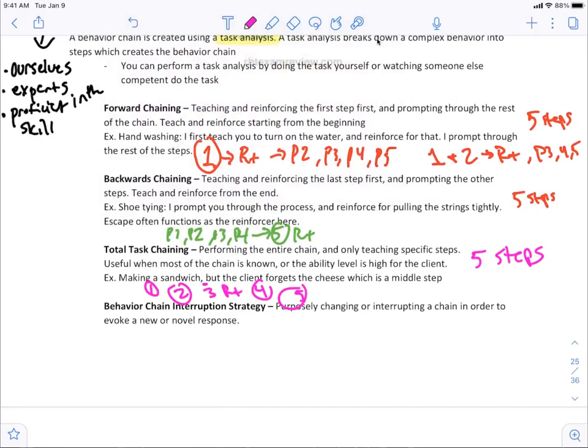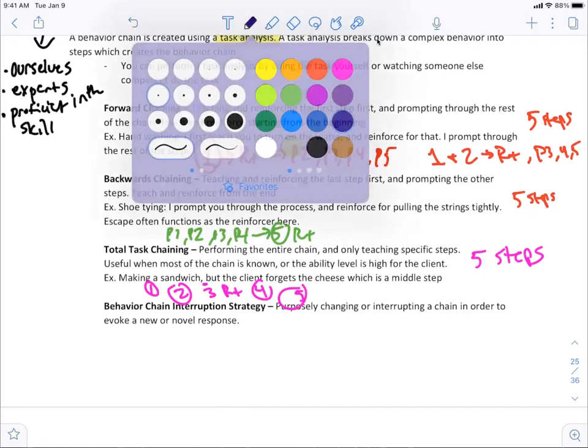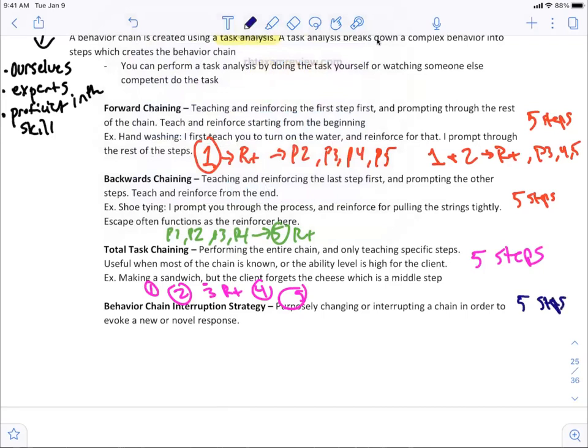And then behavior chain interruption strategy. If we had 5 steps, okay, you would have them do 1, 2, interrupt here, right? Interrupt. So you would change something in the environment, and you would have them evoke a new or novel response. So instead of this 3, okay, we have a different 3, right? Behavior chain interruption strategy, trying to teach new behaviors, evoke new behaviors, generalization strategies, that sort of thing. Chaining, pretty easy, pretty straightforward, no big deal.